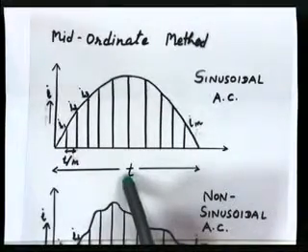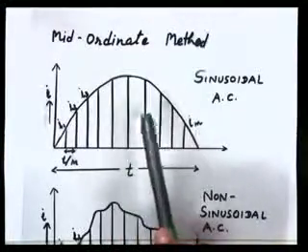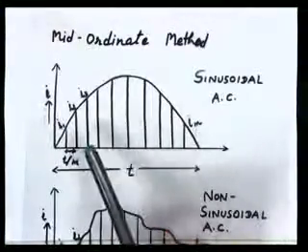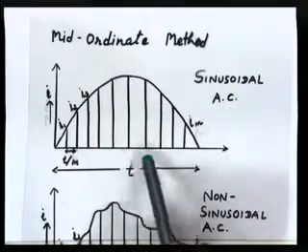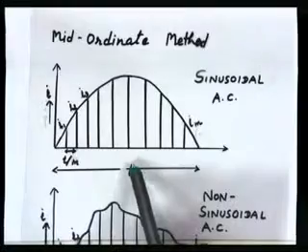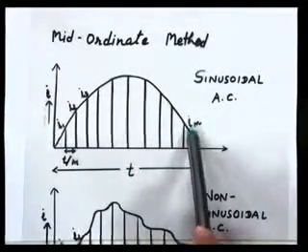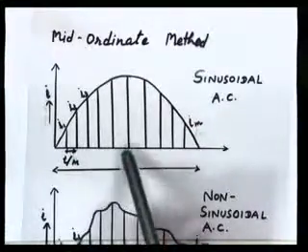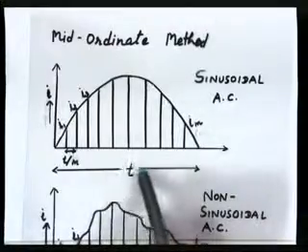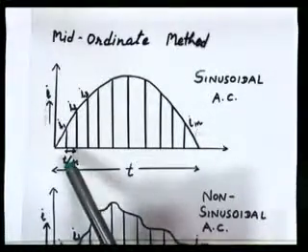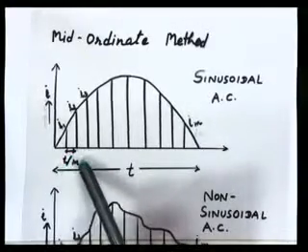Now as we know, if you divide any wave into 3 parts, then each part is 1/3. So 1/3 plus 1/3 plus 1/3 will give you the answer 1. In the same way, we divide this waveform into m number of parts. So each part is of T by m, where T is the total time period and m is the number of parts.